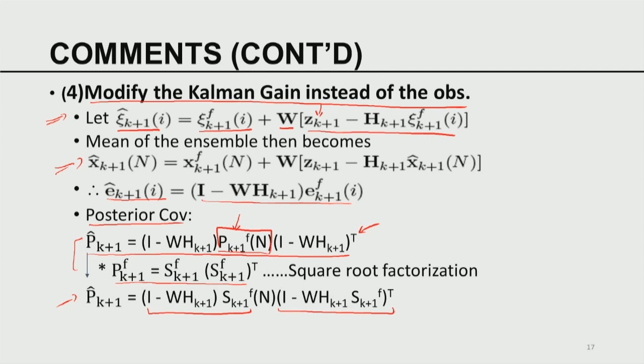You can readily see that. I believe there must be a parenthesis here. Sorry, there must be a parenthesis there, and then there must be a parenthesis here with that. That's correct, because it is I minus W transpose S transpose, I minus W transpose times S transpose to the whole thing. Yes, a parenthesis is missing here, please add that.